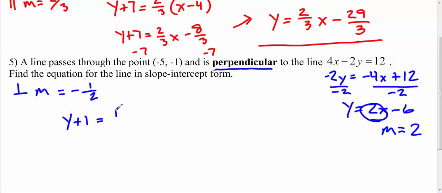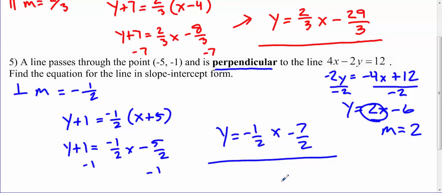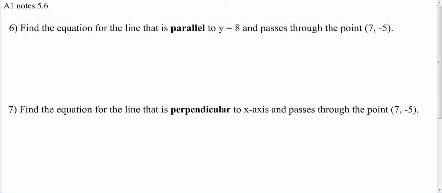So y plus 1 equals -1/2 times x plus 5. Now we're in point slope form. Unfortunately, the instructions do call for slope intercept, so we'll go ahead and do some distribution. We'll subtract 1. And then y is equal to -1/2 x minus 7/2. Piece of cake, isn't it? All right, it does take a little thought, a little work for sure.